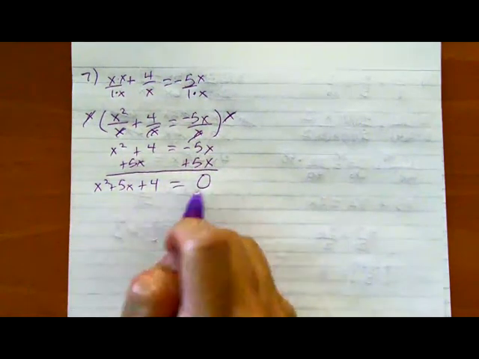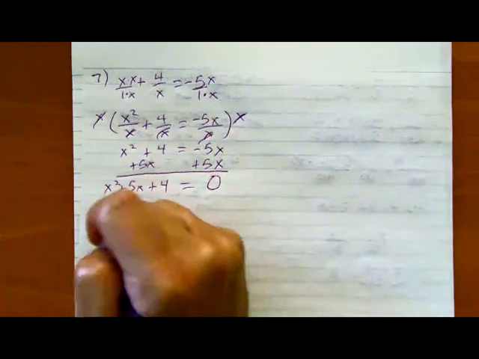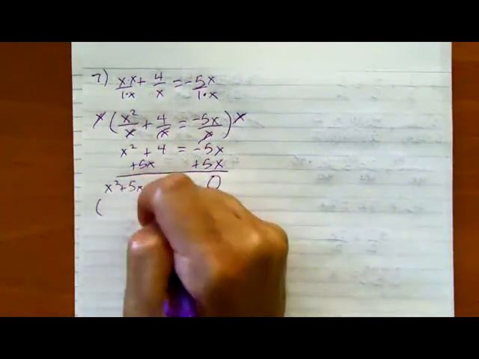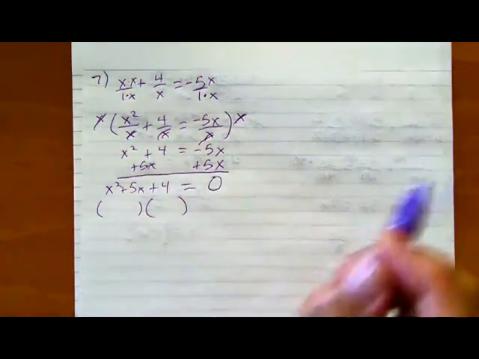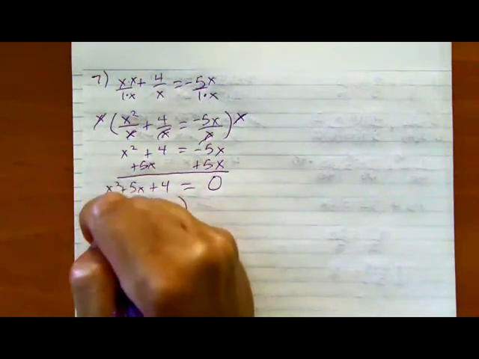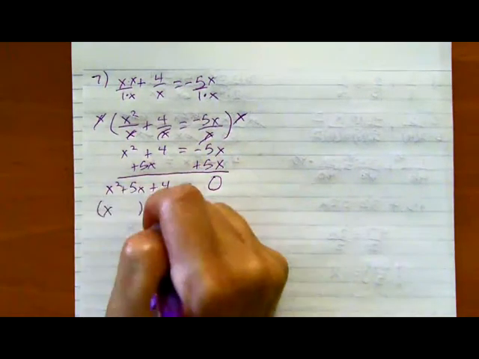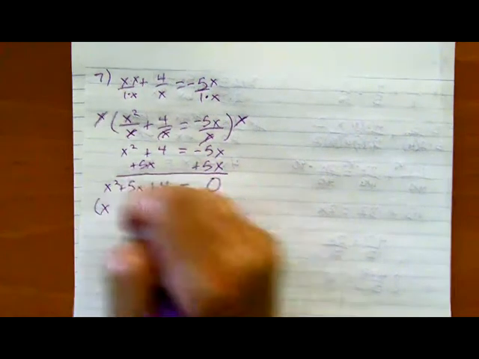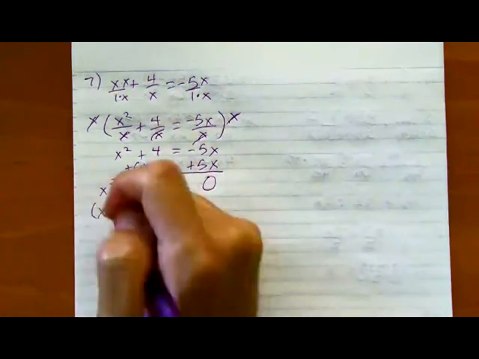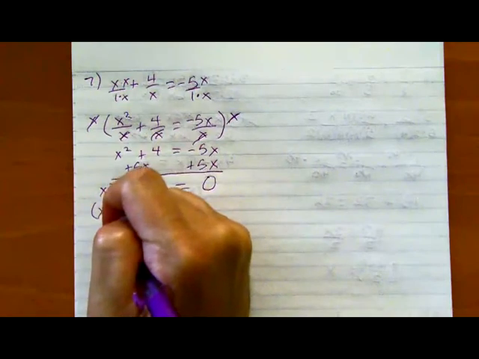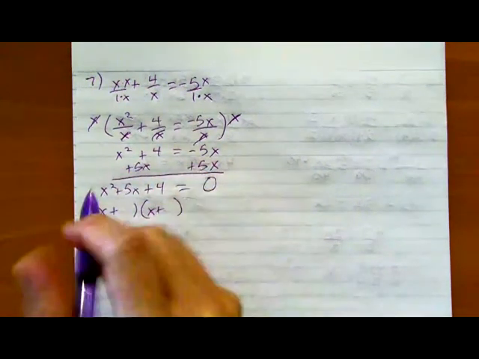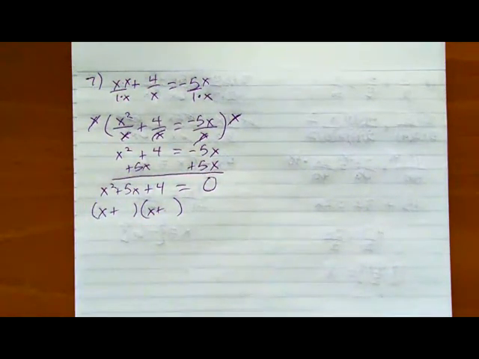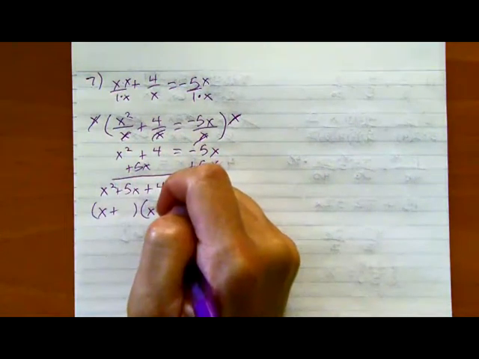Now that we have it in standard form, this can be factored. They have nothing in common. We need x squared. The last term here has to give us a positive 4 at the end with a 5x in the middle. So since it's positive, the signs have got to be the same, plus and plus, because it's positive 5x. We need factors that give us 4.